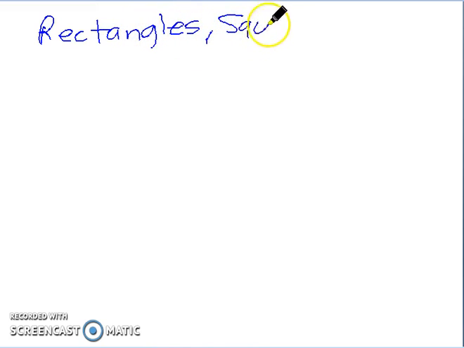Okay, today's lesson is going to be about rectangles, squares, and rhombus. So this is going to go on page 97 of your interactive notebook. Rectangles, squares, and rhombus.